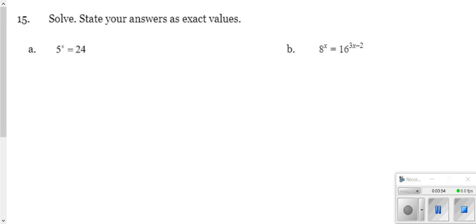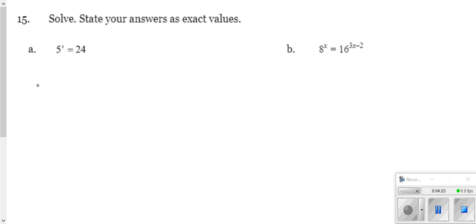All right, so 15 has us solving. Now, these are both exponential equations, and if I could write them with a related base or the same base, I certainly would do so, because that's going to make my life a little easier. But if I can't, then I just have to jump right into logs. So I'm going to choose to use a base 10 log because that is on my calculator keyboard, which makes it a little easier to access.